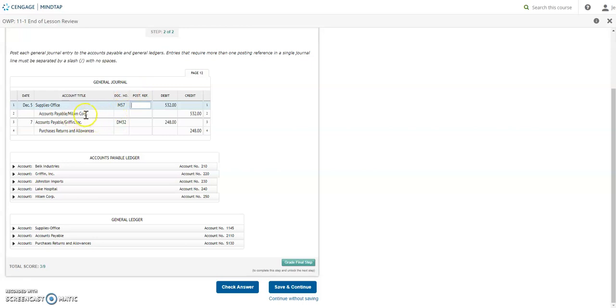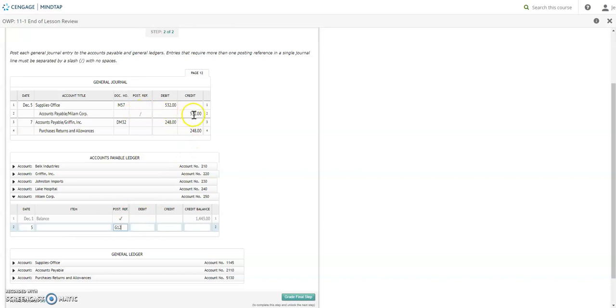And so what that means is I'm going to be posting to my vendors first. So here is where I see my first vendor. And what I'm going to do is put that / into my post reference column right away. And that tells me that I'm posting this credit 2 times. So I'm looking at my vendor, and my vendor is this Milam Corp. So I'm going to go to my accounts payable ledger to Milam Corp. I'm going to put in my date of the 5th. I don't need to write December because it's already listed up here. The item column is going to stay blank. My post reference, I'm going to use G12, G for general journal, 12 for page 12.